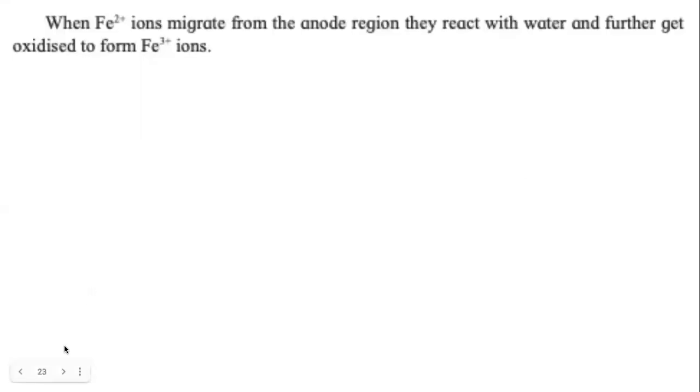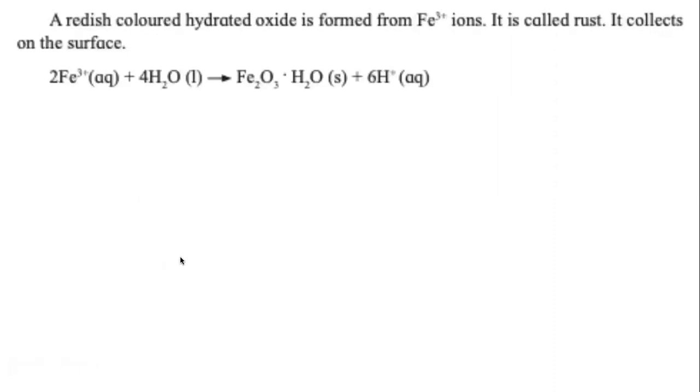The ferric ions that are formed in the water further react with water. And when they react with water, they form a compound, which is iron oxide, Fe2O3. If you are strict about the name, this is ferric oxide, not ferrous oxide. Ferric, because this 3 tells us that the valency of iron here is 3. The same 3.